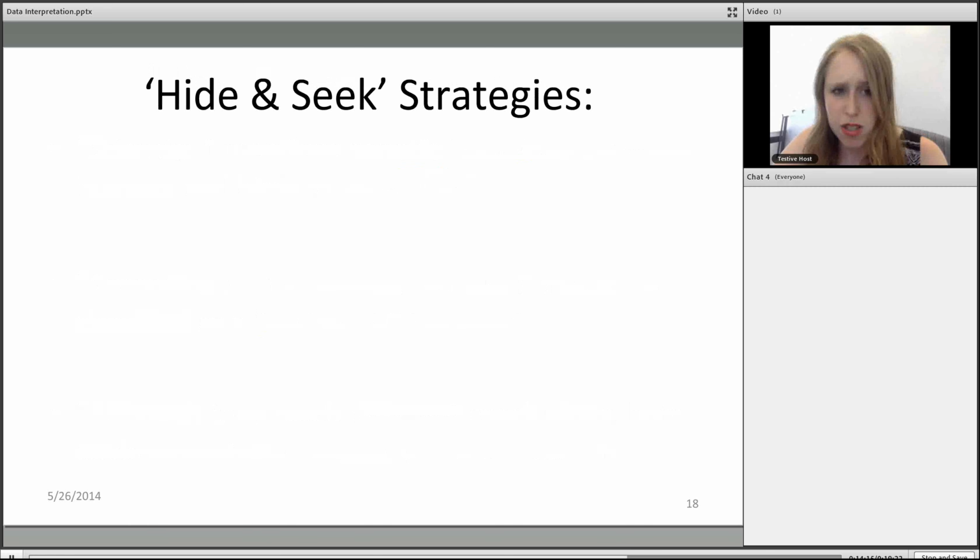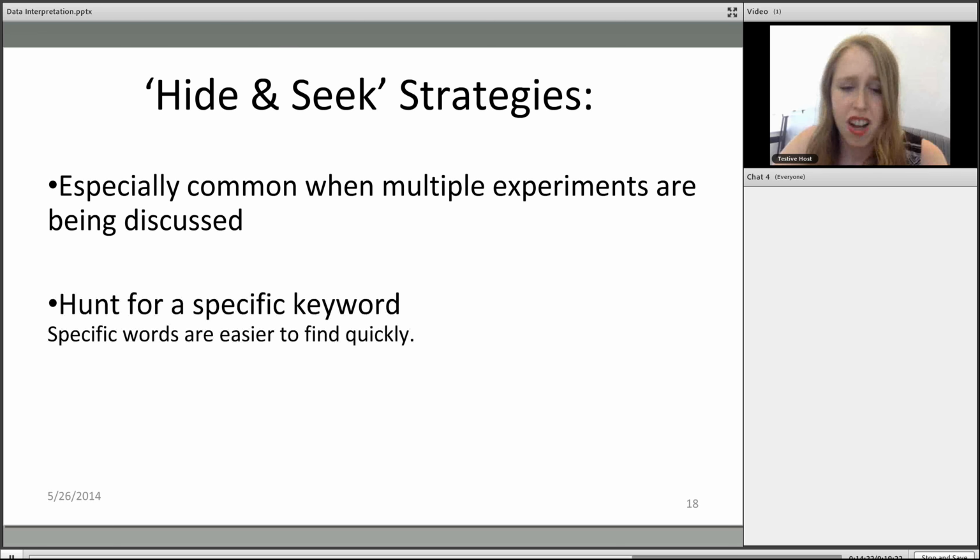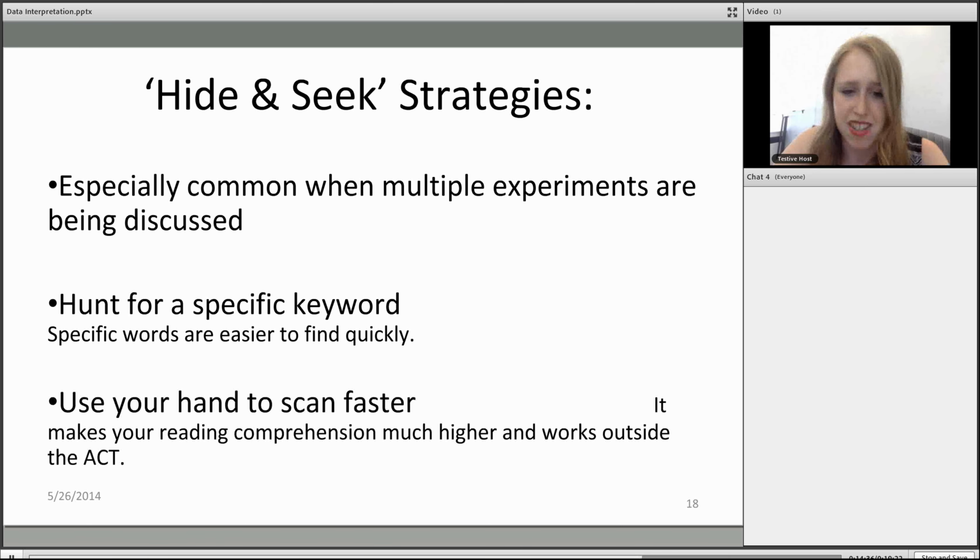Some strategies for hide and seek: they're really common when multiple experiments are being discussed, which we unfortunately see sometimes. You want to hunt for a specific keyword. Before, we saw lanthanoid or conclusions from both scientists, and we want to just find those words, because it's going to be much easier to skim the passage with a certain word in mind. You can also use your hand to scan faster, and it makes your reading comprehension better even outside the ACT. So use whatever strategy you find best, but no harm in using your hand to read faster.